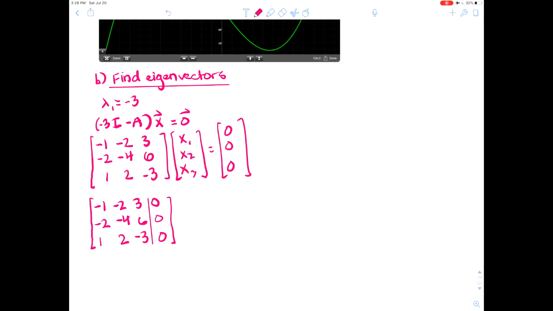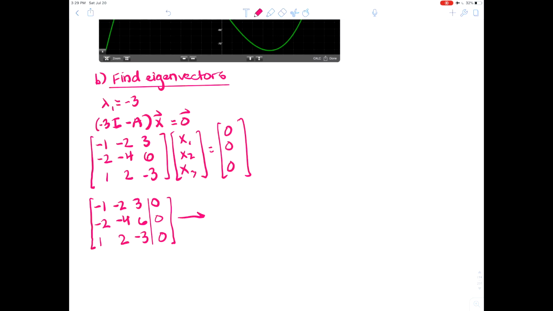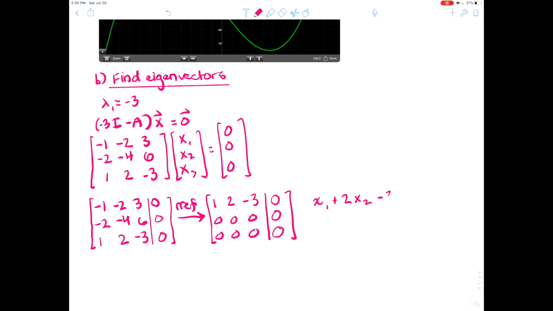Row reducing this one, let's see what we'll get. So the reduced row echelon form of this matrix ends up being 1, 2, -3, 0, and then the other two rows are 0. And what does this tell us? This tells us that x1 plus 2x2 minus 3x3 is 0.